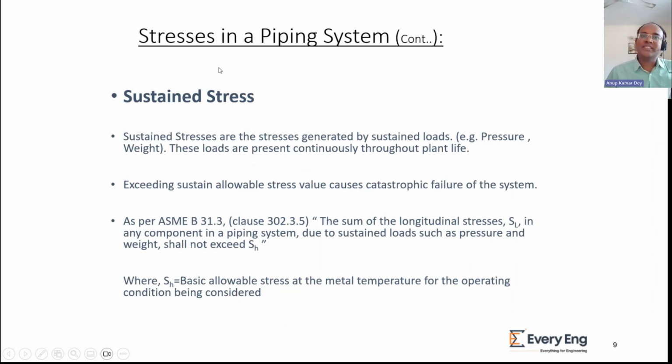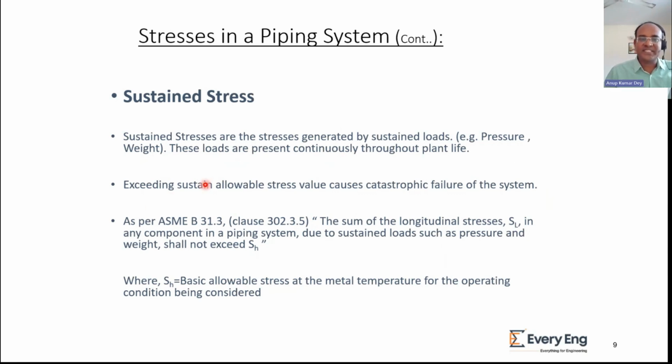Now, as per code, these stresses are usually classified into three groups. One is called sustained stress, second is called expansion stress, and third one is called occasional stress. Sustained stresses are the stresses generated by sustained loads. As I was saying in the last slide, sustained loads are mainly pressure and weight. Whatever stresses are generated because of pressure and weight are known as sustained stresses. These loads are present continuously throughout the plant operating life.